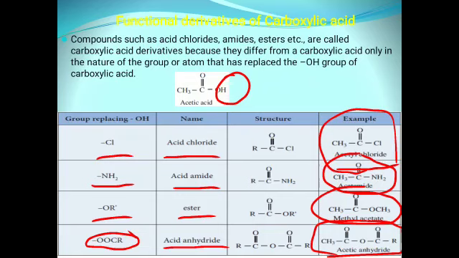Why they are called derivatives? Because they are all prepared, they are all obtained from the compound called acetic acid. Instead of OH, if I substitute Cl, we will get acetyl chloride. Instead of OH, if I substitute NH2, I will get acetamide. Instead of OH, if I substitute an alkoxy group, I will get methyl acetate. Instead of OH, if I substitute the RCOO group, I will get acetic anhydride. So since the OH is replaced by different groups, they are called derivatives of acetic acid or derivatives of carboxylic acid.